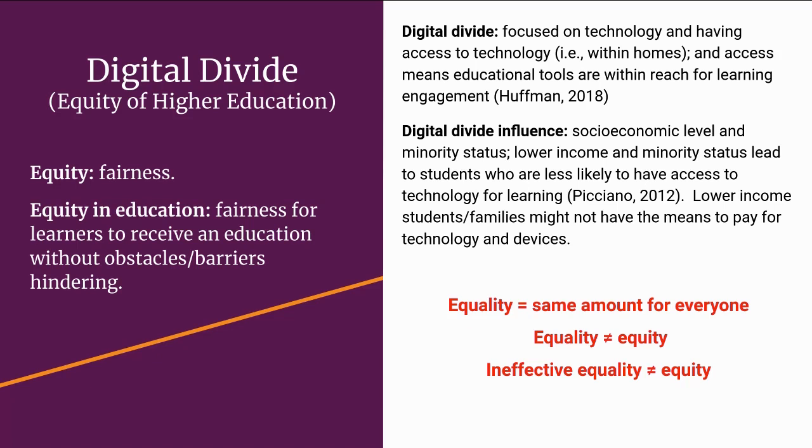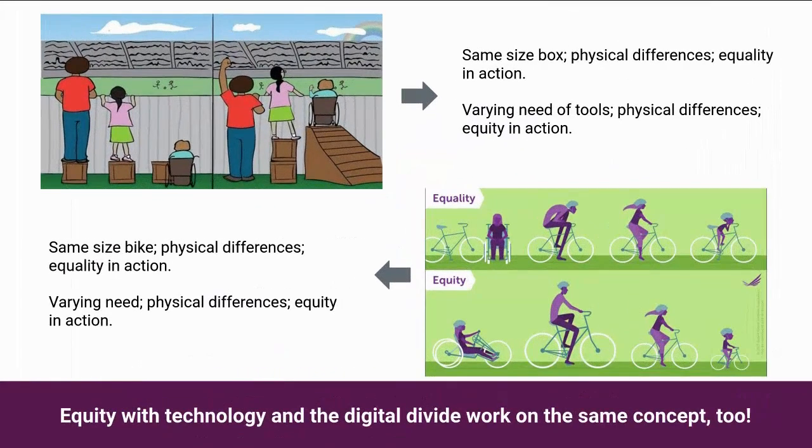Now, before we move on to a few images, I just want to reiterate a few keywords. Equality equals the same amount for everyone, okay? So that means equality does not equal equity, which is fairness. Now, let's take a look at the two images here. For each image, equality represents the same size box and bike, rather than equity, which is the appropriate help for each person in both images. So as we can see, equality is not as beneficial as equity, which again is fairness for everyone.